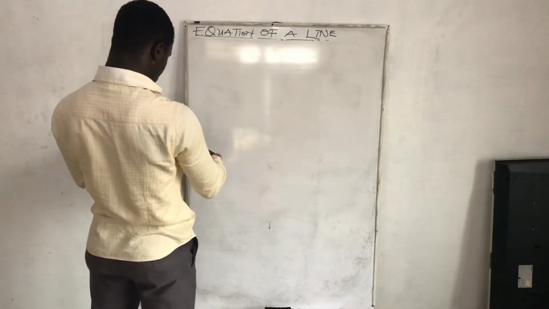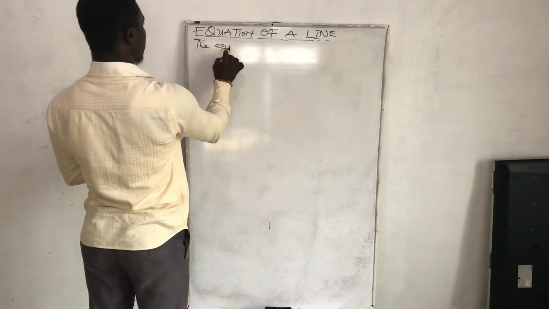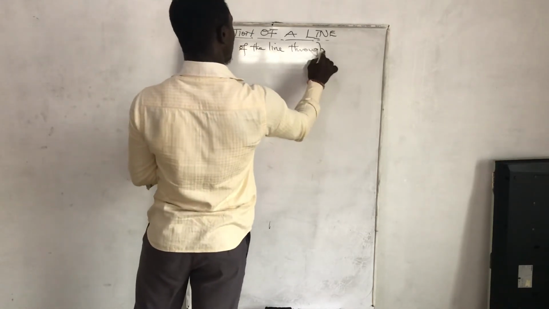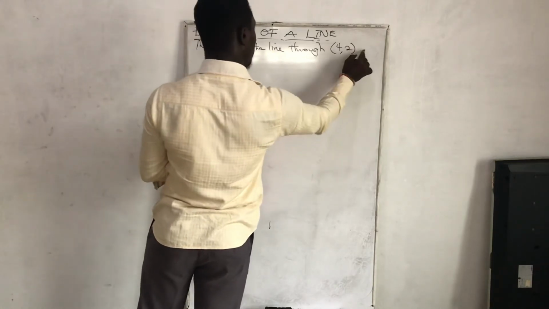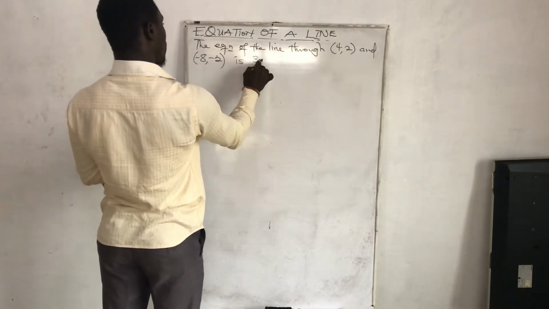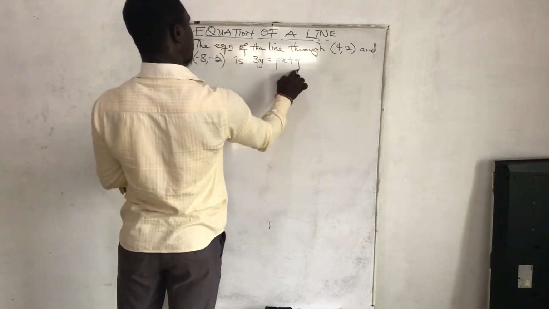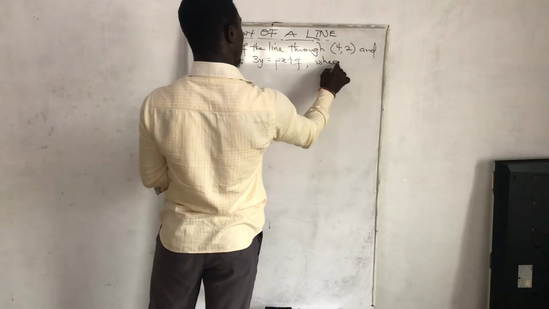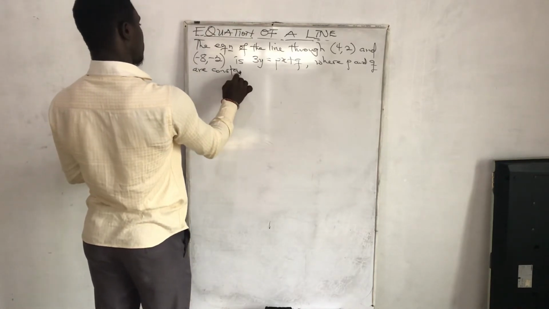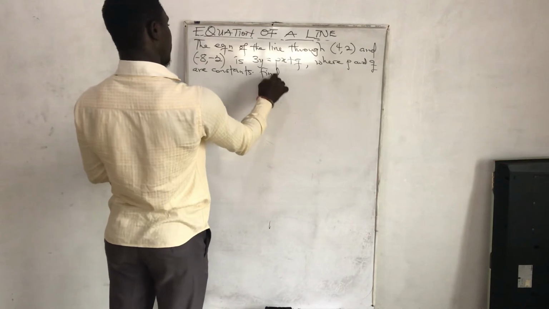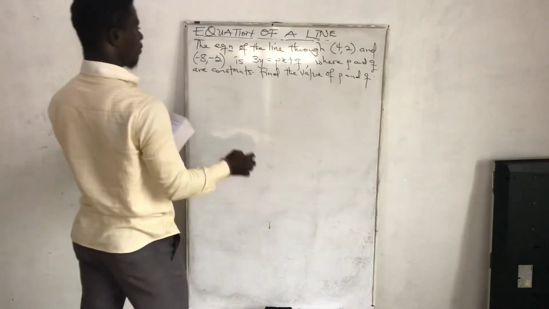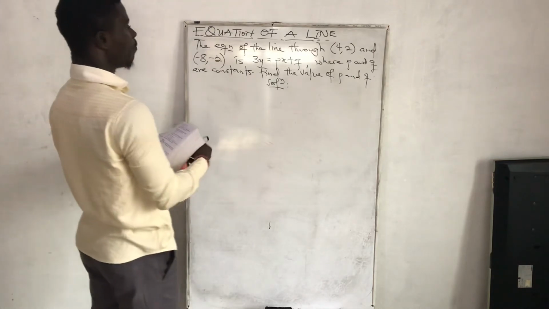So the question says the equation of the line through this point (4, 2) and another point (-8, -2) is 3y = px + q, where p and q are constants. Find the value of p and q.